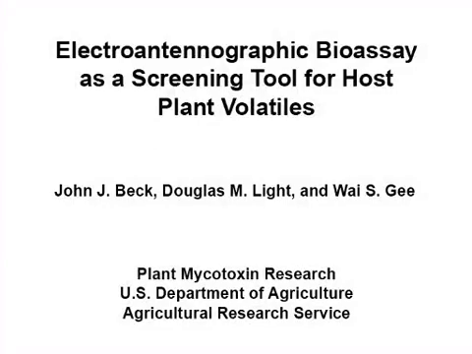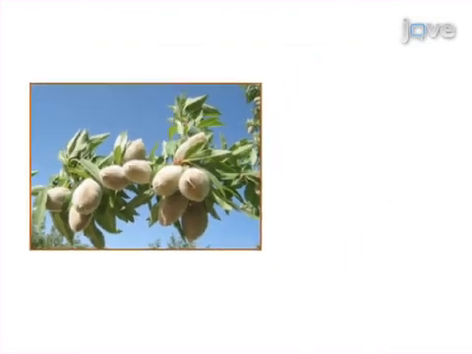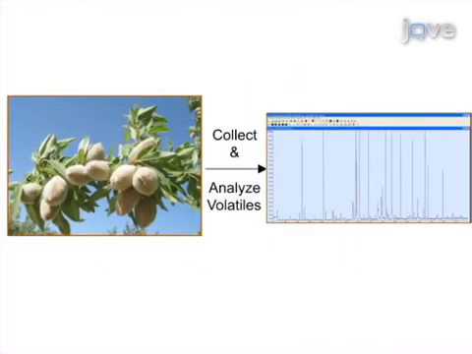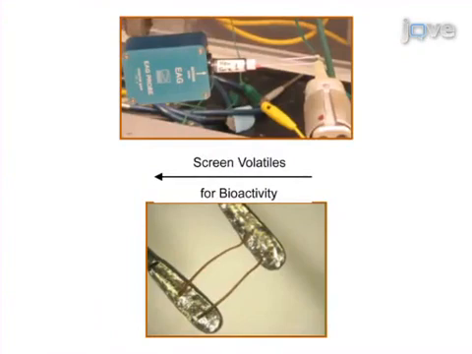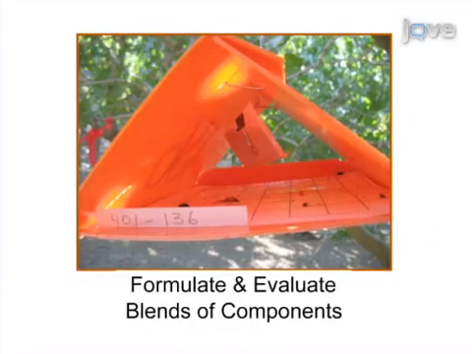The overall goal of this procedure is to rapidly screen a large number of host plant volatiles for potential biological activity. This is accomplished by first collecting and analyzing by GCMS the host plant volatiles of interest. Then, the chemical components are identified and verified. The third step is to screen the individual components in sufficient replicates for bioactivity via electroantennographic analysis. The final step is to formulate and evaluate blends of active components.